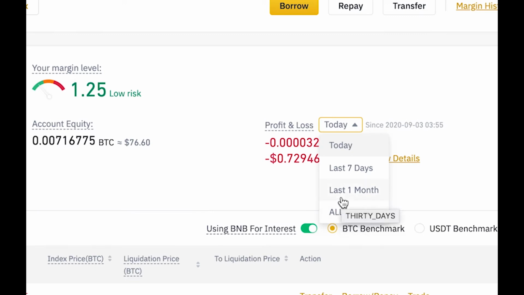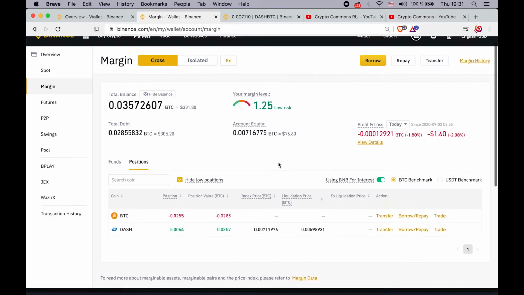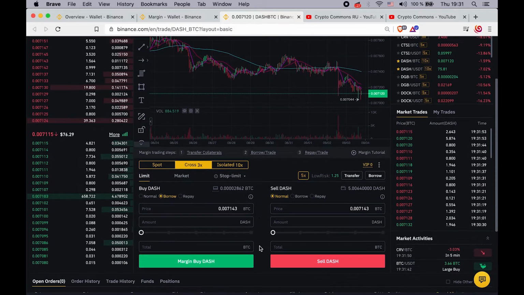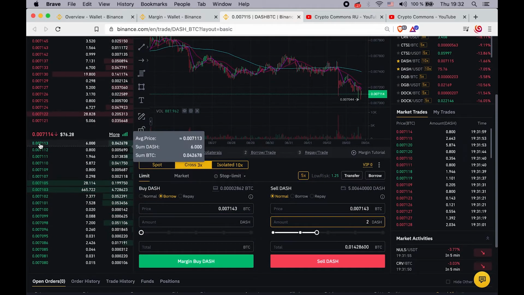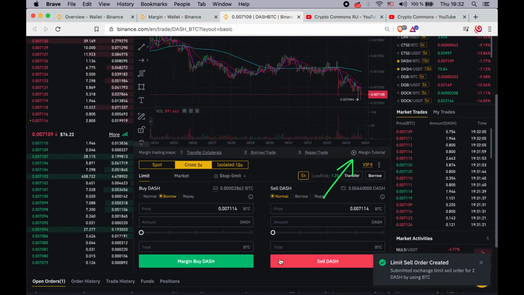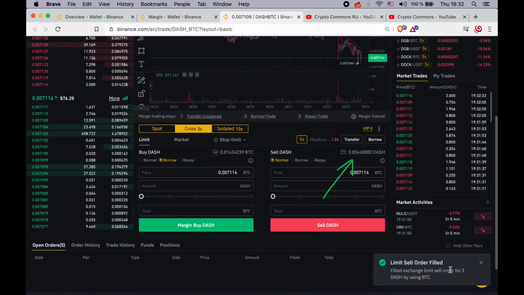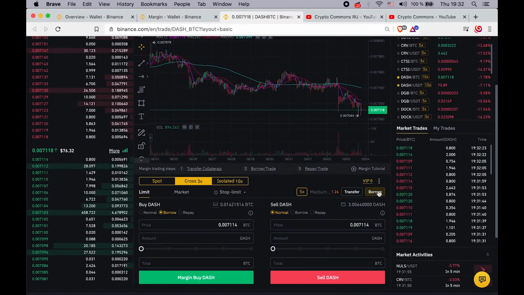But this is my second account. I didn't trade here about half a year or so. But if you click all, you can see your net profit on this account. Okay, now we decided that we are not comfortable with that position size and we want to decrease our risk. So we're going to sell 2 Dash. And here we are, we have only 3 Dash in position, as you see. And we can return the debt to exchange.